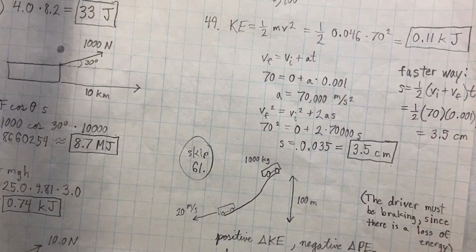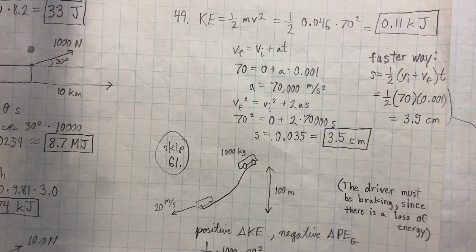What we have here is another kinetic energy problem. And it's talking about a golf ball that's driven from rest to a fast speed of 70 meters per second. And that acceleration takes only 1.0 milliseconds. Okay, now they want us to find the kinetic energy of the ball. So we just do 1/2 mv squared and we find 0.11 kilojoules is the answer.